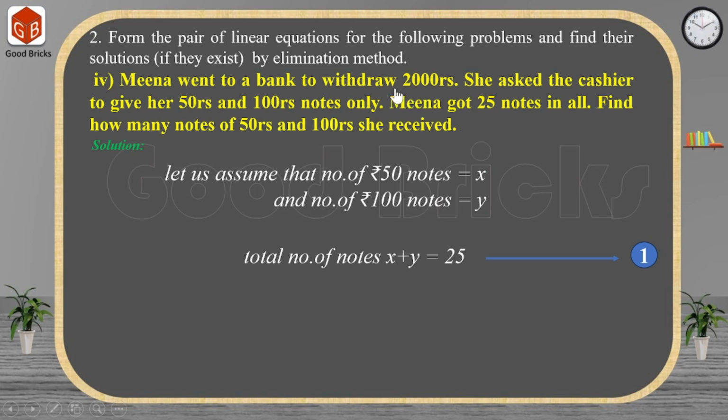And we also know one more thing, the total amount received by Meena is 2000. How do we get it? 50 rupees into the number of notes, 50X, plus 100 rupees into the number of notes, that is 100Y. So 50X plus 100Y is equal to the total amount 2000 rupees, and that is our second equation.